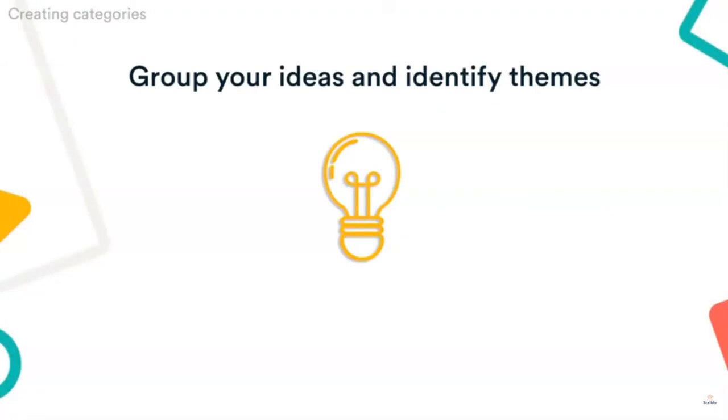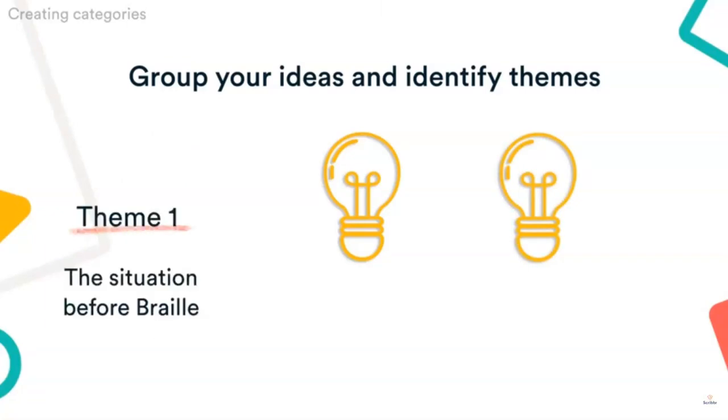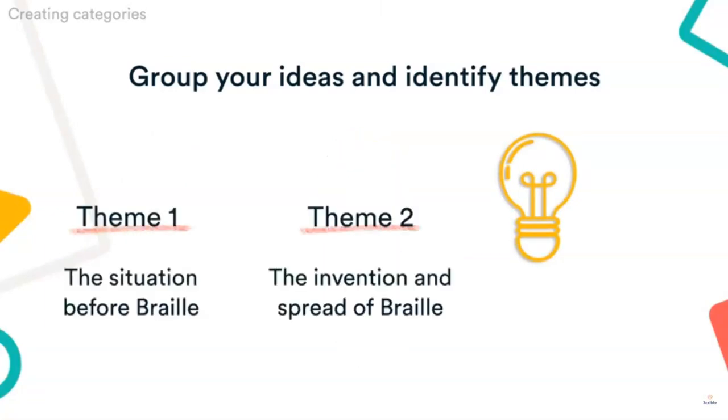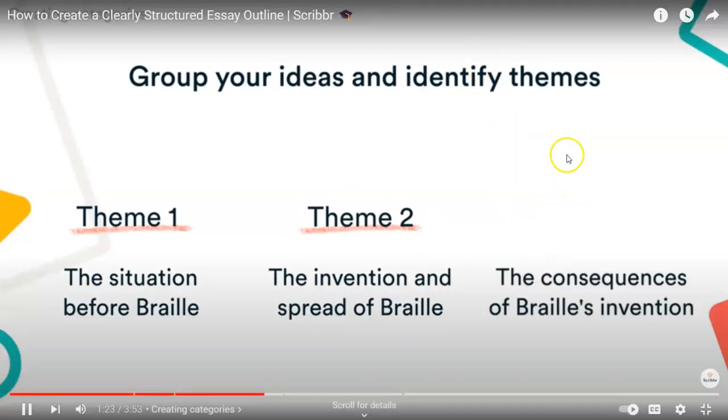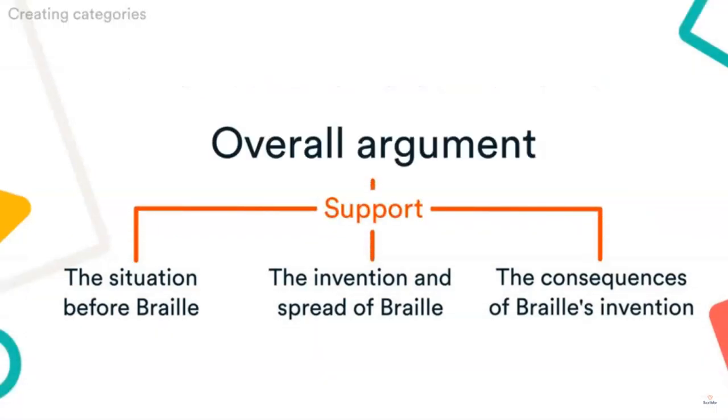So in this essay, our ideas can be roughly divided into three main themes: the situation of blind people before Braille's invention, the invention and spread of the Braille system, and the consequences of Braille. So that's what you want to do. You should be pulling out three main ideas for your research paper, for your topic, your area of research, okay? So those themes, based upon your research, should be visible by now, okay? Hopefully they all support and build up to the overall argument.